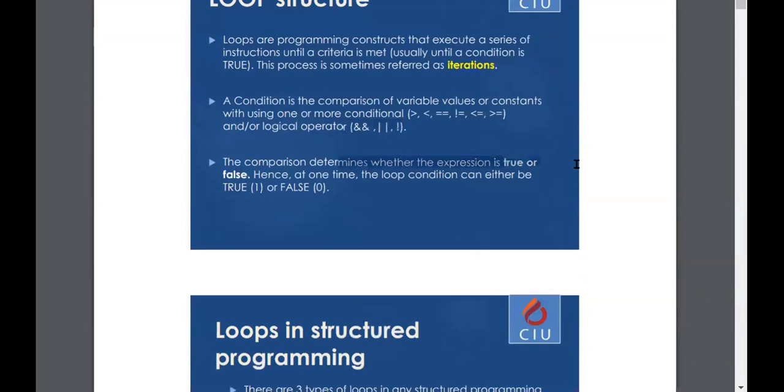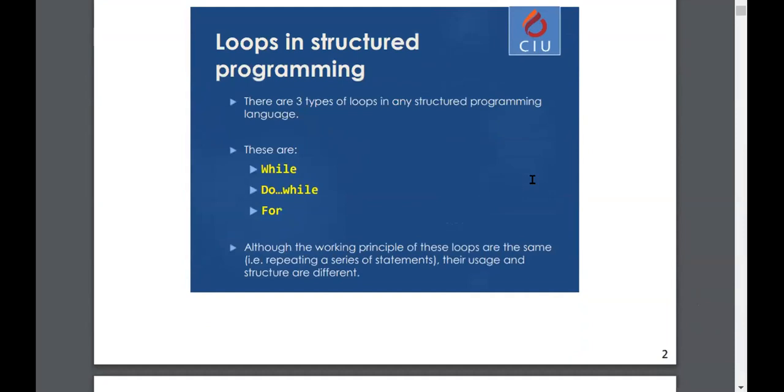These comparisons eventually result in an expression that comes out true or false. Hence, the loop condition can only be, just like the control structures, true or false. There are no alternatives. There are 3 main loops that we will cover throughout this course. The first one is the while loop, which is the one that we use in the flow algorithm as well.